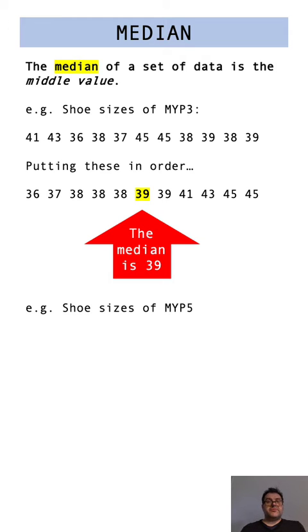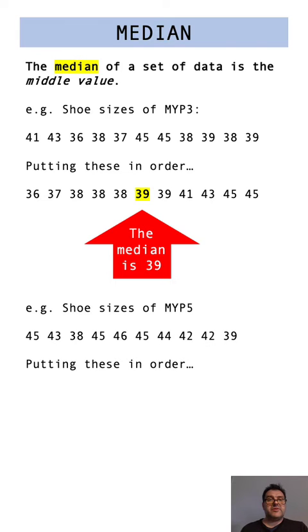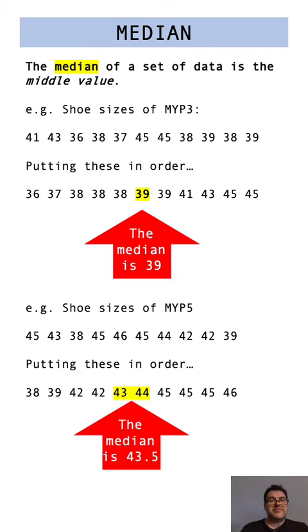Another example, the shoe sizes of MYP5, a different class. So those are their shoe sizes. Putting those in order, they look like that. And counting in from the ends to the middle, we get two values in the middle, but that's no problem. We just take the mean average of the two in the middle, and the median is 43.5.